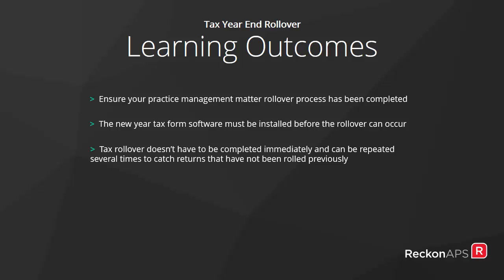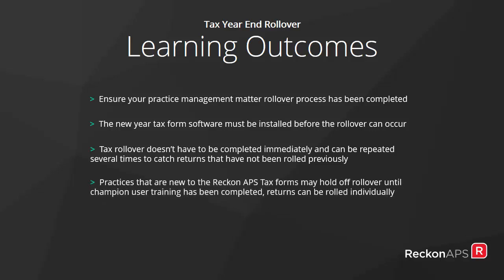You may perform one rollover at the start of the next year, as well as ongoing after all the returns for the previous years have been lodged. Practices that are new to the Reckon APS tax forms may hold off rollover until champion user training has been completed. Returns can be rolled individually until this point. We've successfully completed the tax rollover process using the batch processing tool.